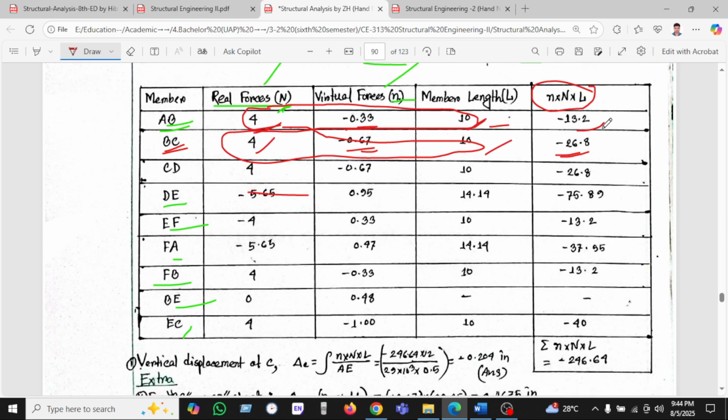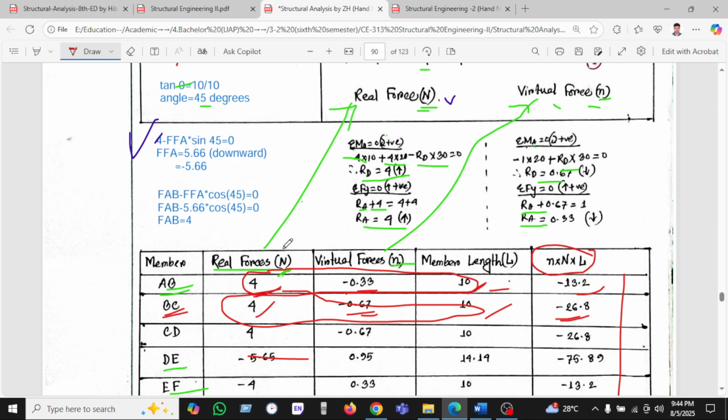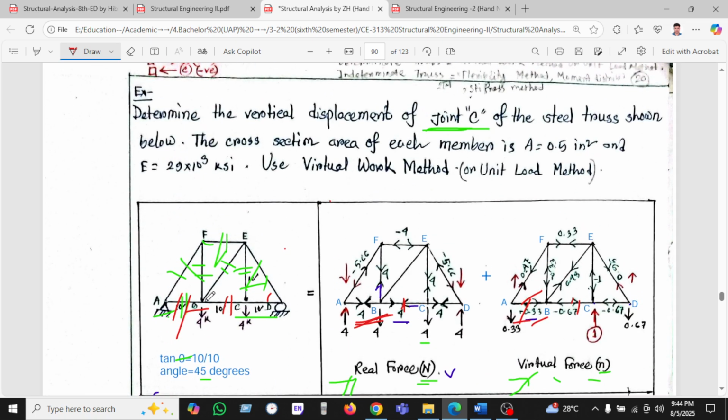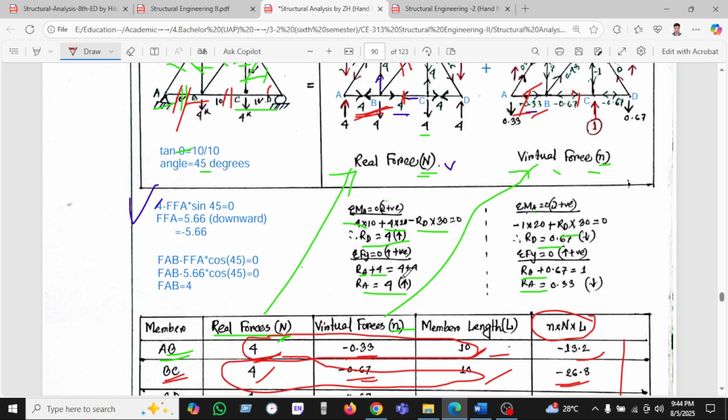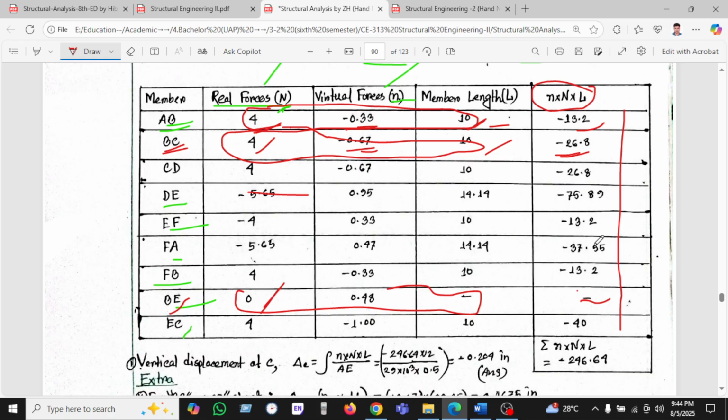After multiplying all these, we can sum them up. Another member is BE. If we go to BE, we can see there are no forces, that's why it is 0. If we multiply with 0, it will be 0, so it will be void.